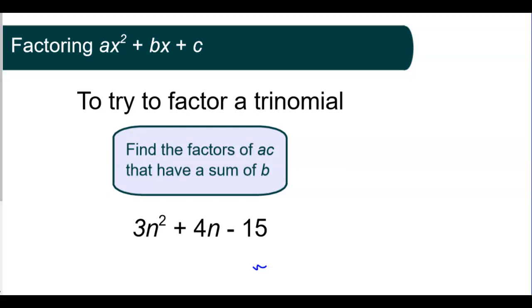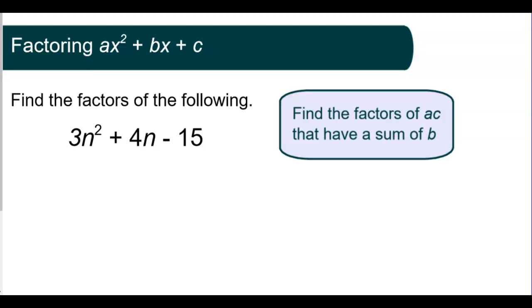In this video, we'll see how to factor a trinomial when the leading term is not 1. Remember, this is my A term, 3, my B term is 4, and my C term is negative 15. I'm going to try to find the factors of A times C that have a sum of B when I factor with this method. So let's look at this first example.